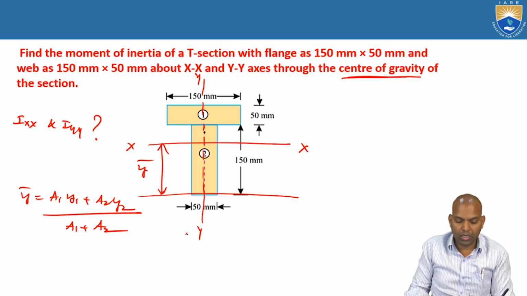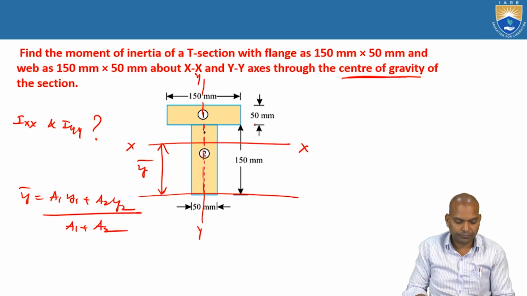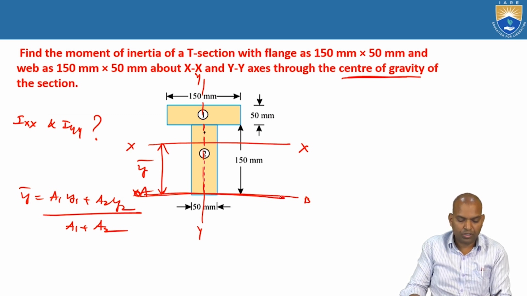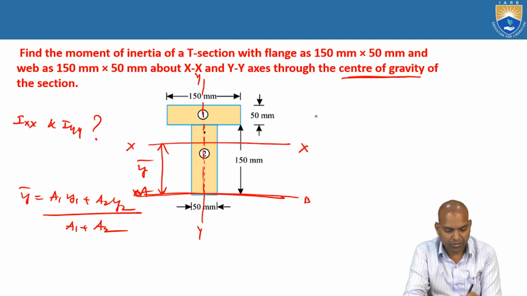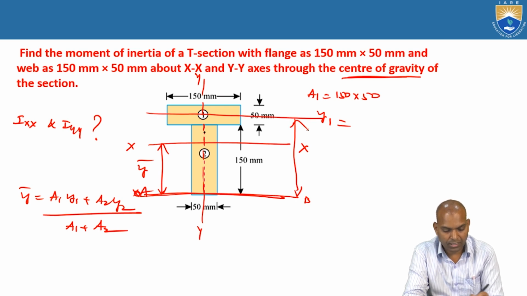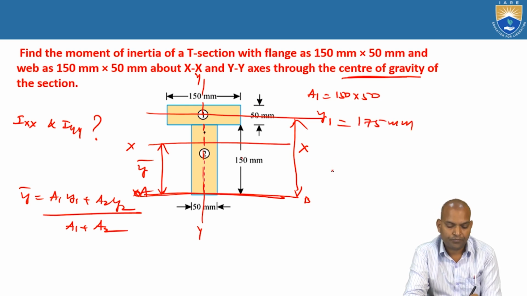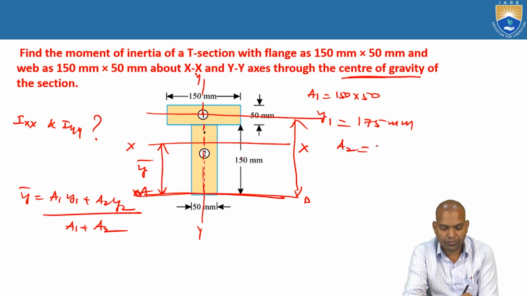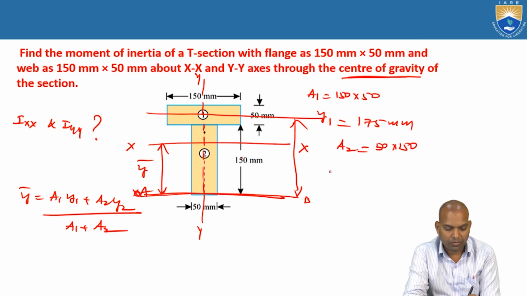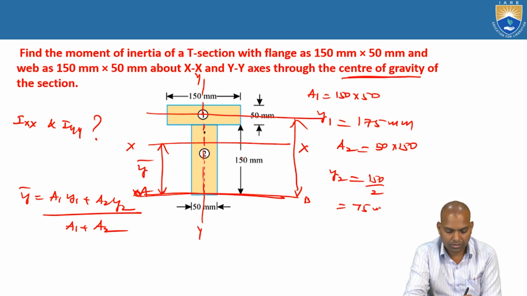What is the area of section 1? 150 times 50. This is the reference axis I am taking, at the extreme bottom edge. So A1 equals 150 times 50. What about y1? From the reference axis to the centroid of the flange, that is 150 plus 50 by 2, that is 175 millimeters. What about A2? A2 is 50 times 150. What about y2? y2 is 150 by 2, that is 75 millimeters.